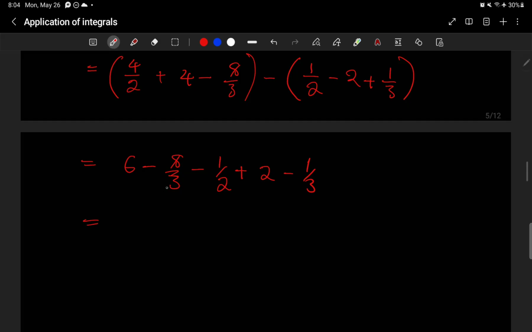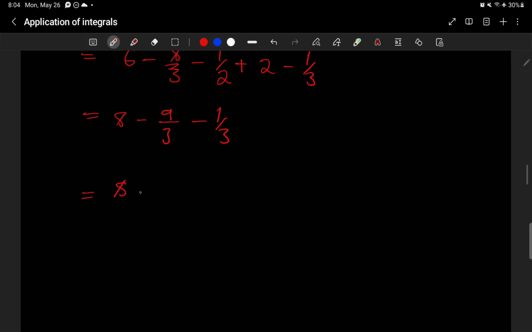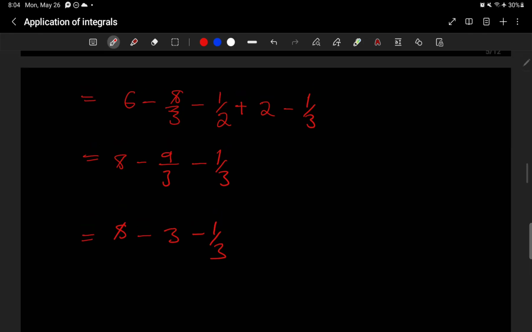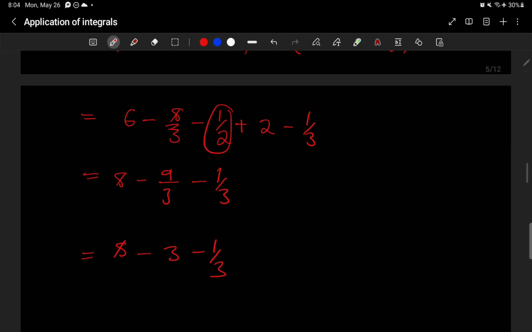So now I'm just simplifying this. The 6 and the 2 will give me an 8 there. And then the 8 over 3 and 1 over 3 will just add the numerators, taking it to a 9 over 3. And then we still have that minus this. So this is now 8 minus 3 minus 1 over 3. Is it 1 over 3? I think, no, that's 1 over 2. The 1 over 3 simplified.